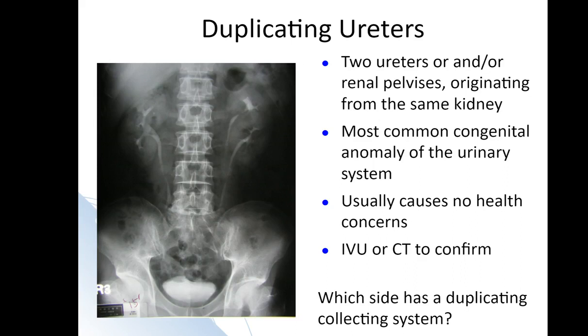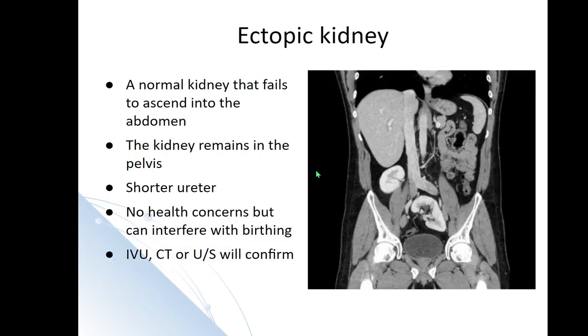We can certainly do an IVU, a CT, an ultrasound to help confirm these findings. So when you look at this x-ray, can you identify which side, right or left, has a duplicating collecting system? Hopefully you said the left. Here is one ureter, and here's the second. So, kind of cool.